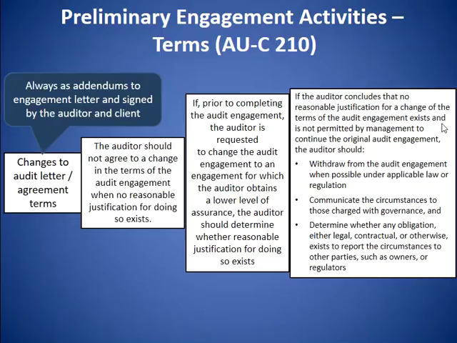Now, if the auditor concludes that no reasonable justification for a change in the terms of the engagement exists, and is not permitted by management to continue the original audit engagement, the auditor should, number one, withdraw from the audit engagement when possible under applicable law or regulation; number two, communicate those circumstances to those charged with governance; and number three, determine whether any obligations, either legal, contractual, or otherwise, exist to report the circumstances to other parties, such as owners or regulators.